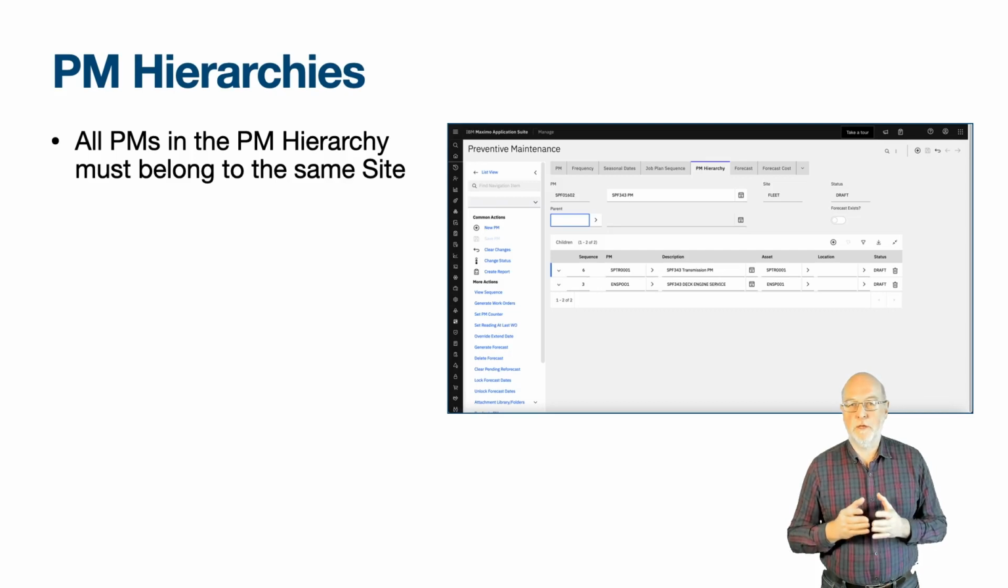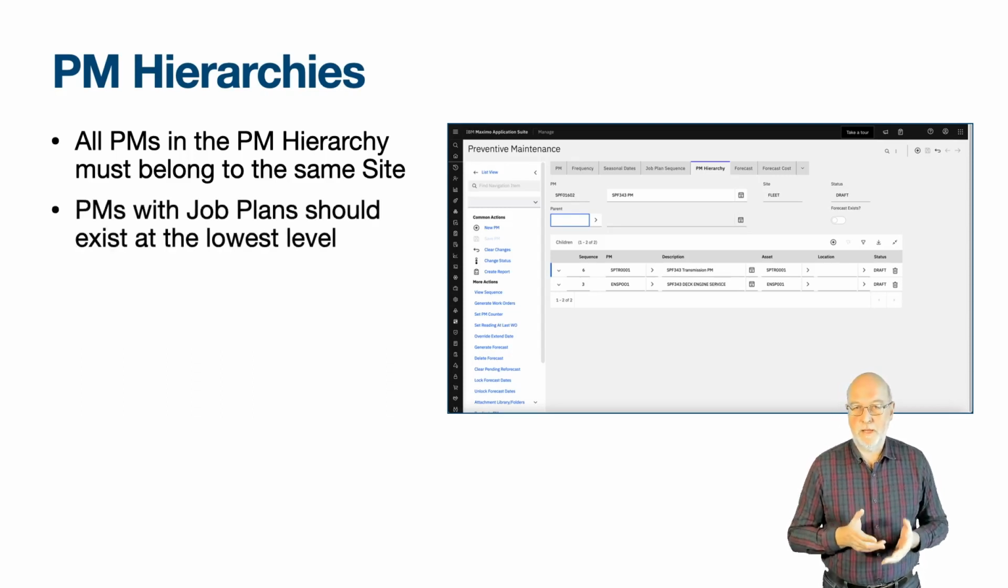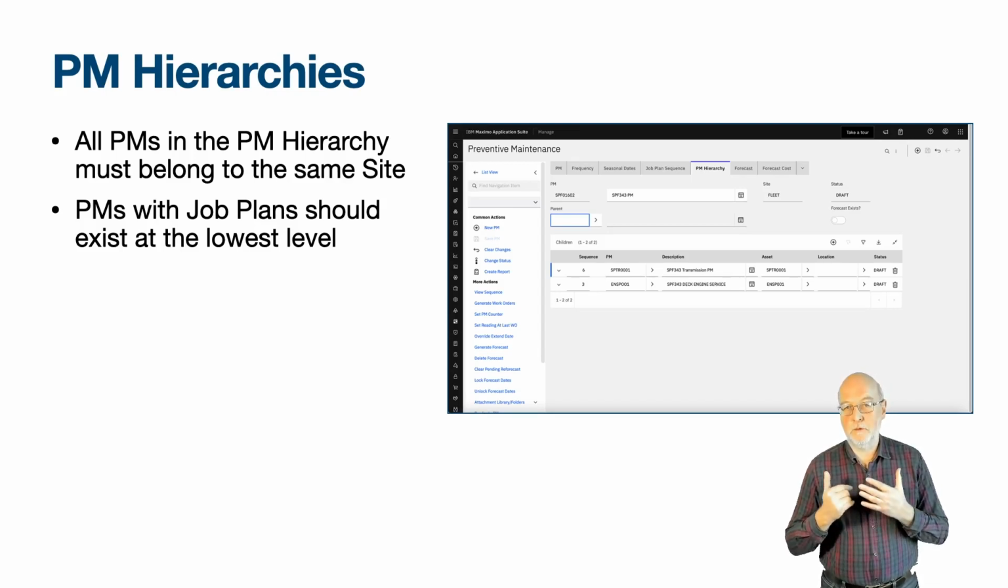A PM hierarchy creates a work order hierarchy when you use the Generate Work Orders action. The work orders are children work orders and not tasks. However, a PM in the hierarchy may have a job plan with tasks, and this creates tasks of the children work orders. The PMs with job plans tend to exist at the bottom level of the PM hierarchy, and the PMs higher in the PM hierarchy may have no job plan reference. They are being used to group a set of PMs so that they are performed together as a work package.